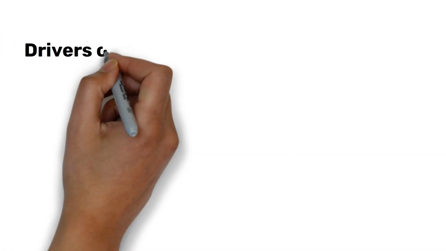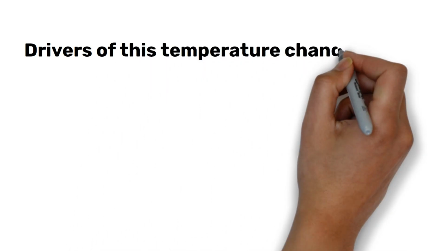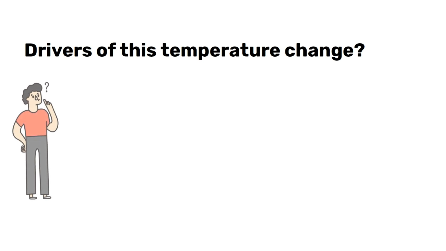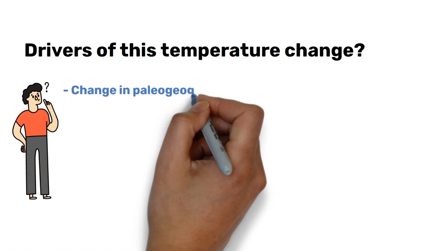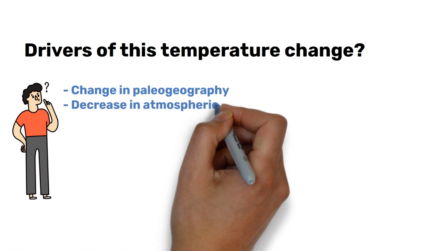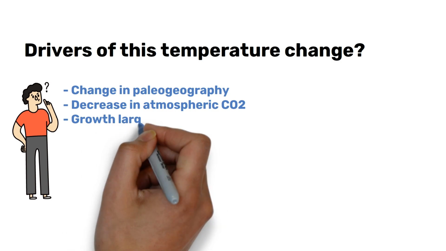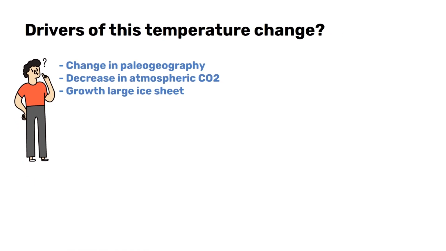But however exciting, this data does not tell us about the drivers of the temperature change. Based on the data alone, we could not determine whether this cooling was driven by a change in the location of the continents, a change in atmospheric carbon dioxide concentrations, or whether this cooling was driven by the growth of a large ice sheet on Antarctica.